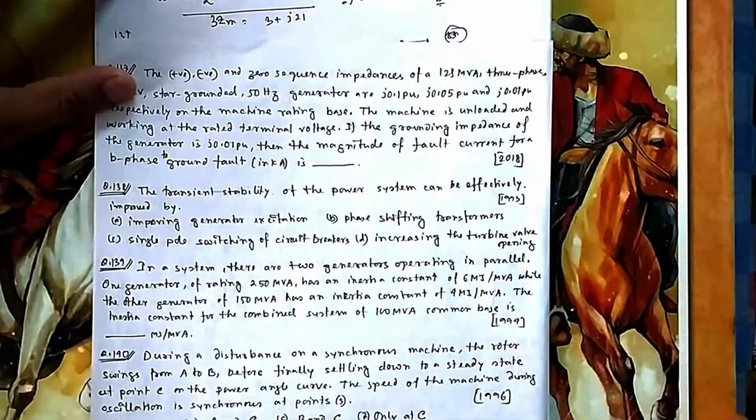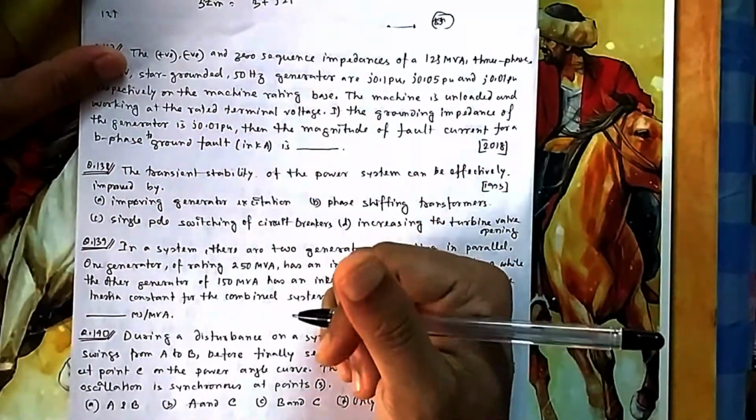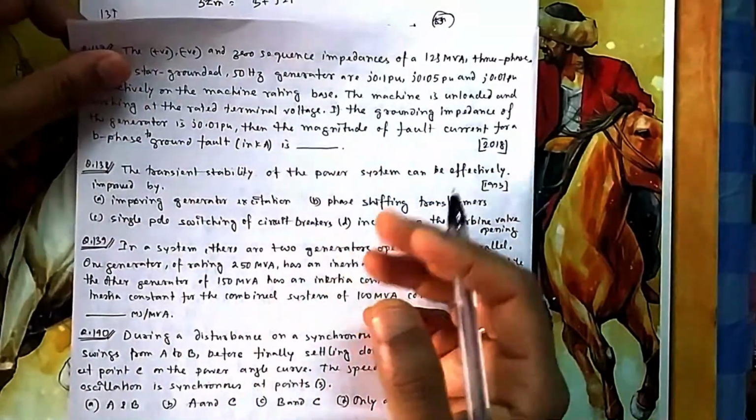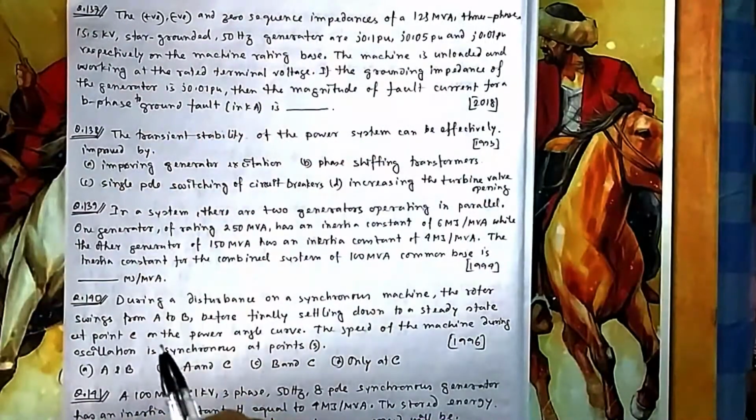So that is always done if you have a very fast responding circuit breaker. If there is a sudden increase, sudden decrease, then that line can be isolated. So that is transient stability. A sudden big change in load, that is your transient stability.